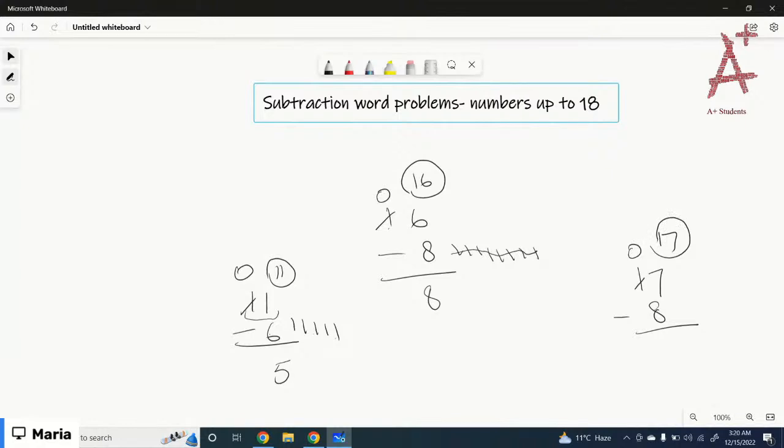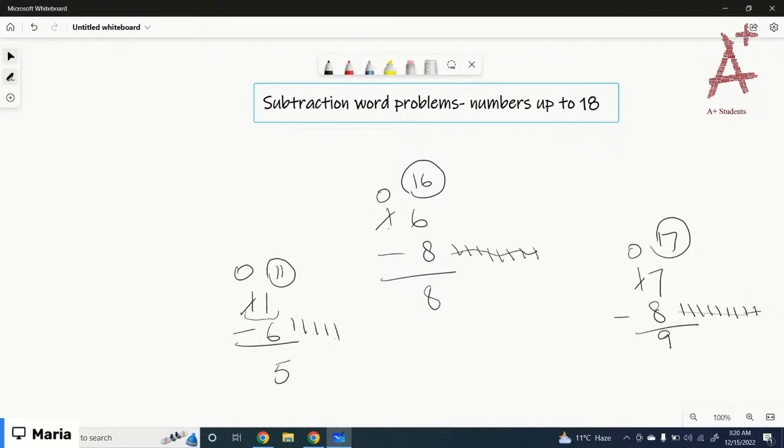So 17 take away 8 is 9, 10, 11, 12, 13, 14, 15, 16. Just count the lines. So they are 1, 2, 3, 4, 5, 6, 7, 8. So 17 take away 8 is 9. Got it? 17 take away 8 equals 9.